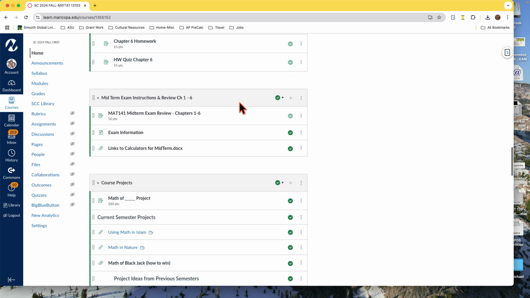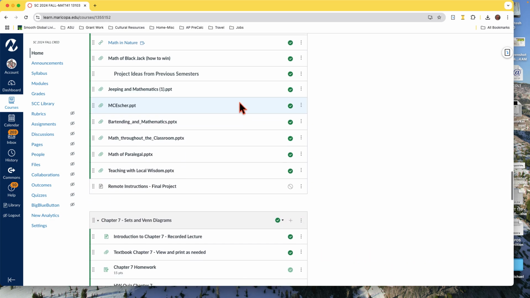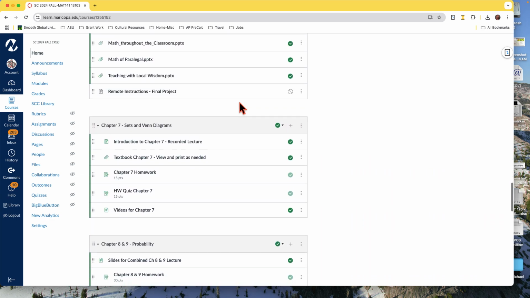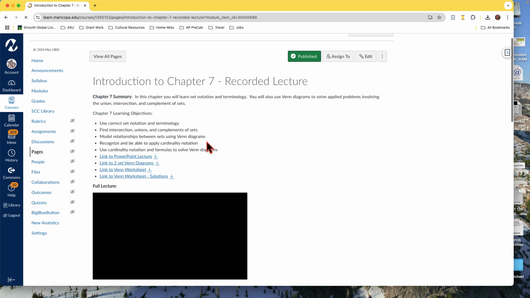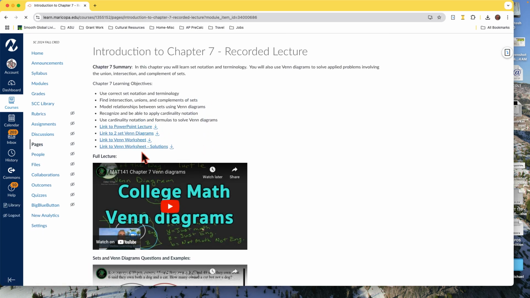Okay, so that's that. What we're going to do today, and another thing, for chapter 7 is sets and Venn diagrams. I'm going to click here. There's several documents that you can download. I printed off the worksheets that we're actually going to use.